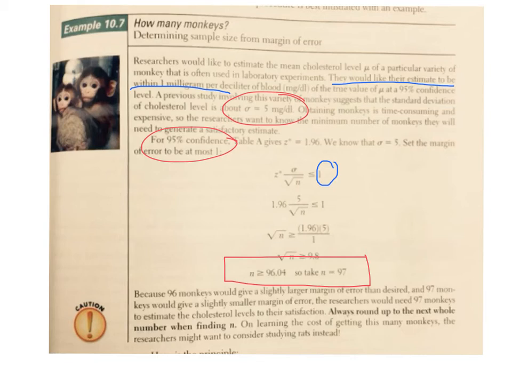So look at the inequality. It says n is greater than or equal to 96.4. Since we can't survey a decimal number of monkeys, we have to take n to equal 97. 96 won't quite give us a margin of error small enough to be 1.